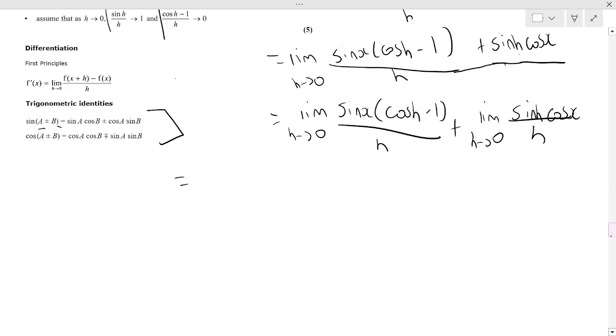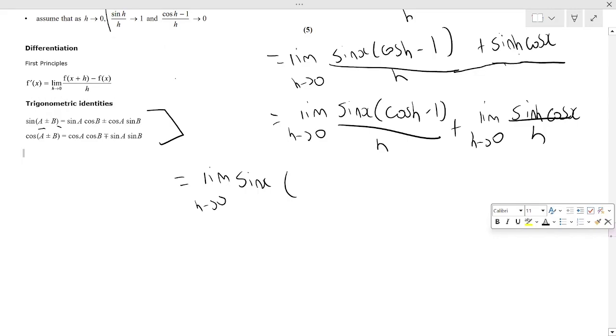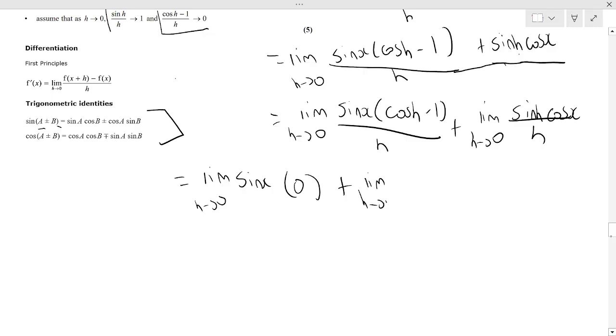So then, lim of h tends to 0 of sine x times cos h minus 1 over h, which is here. Remember, h is going to 0, that's what this limit's doing. So as h tends to 0, this bit goes to 0, so that'd be times it by 0. And then lim as h tends to 0 of sine h over h would go to 1. So that means it's 1 times cos x, right?